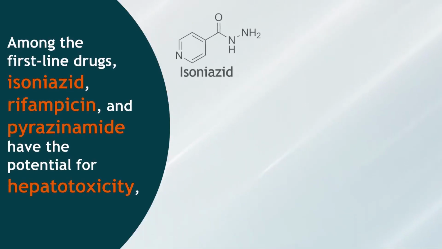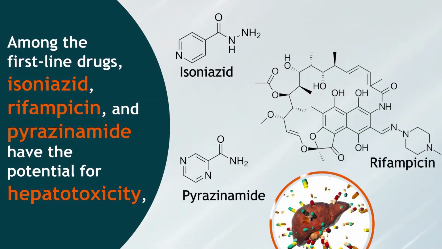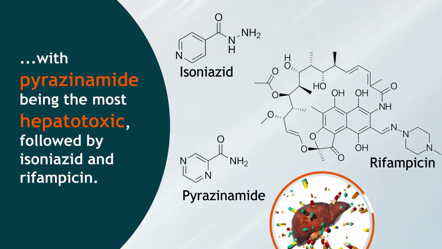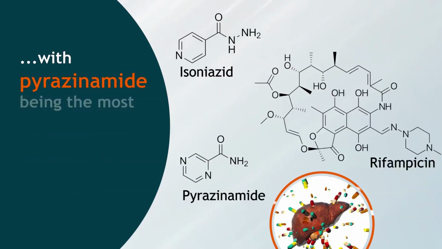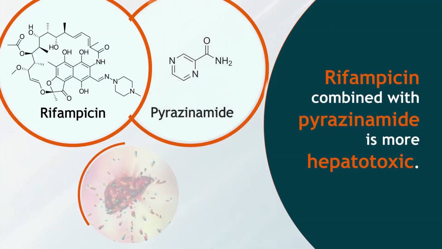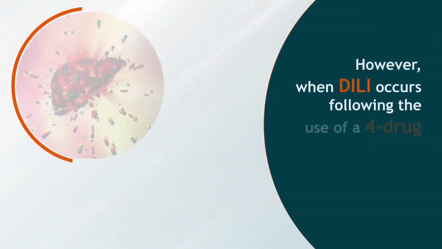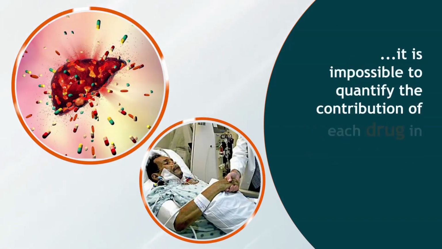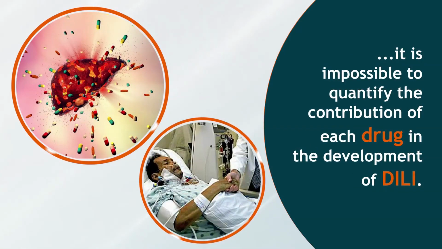Among the first-line drugs, isoniazid, rifampicin, and pyrazinamide have the potential for hepatotoxicity, with pyrazinamide being the most hepatotoxic, followed by isoniazid and rifampicin. Rifampicin combined with pyrazinamide is more hepatotoxic. Pyrazinamide contributes significantly to acute liver failure. However, when DILI occurs following the use of a 4-drug combination regimen, it is impossible to quantify the contribution of each drug in the development of DILI.